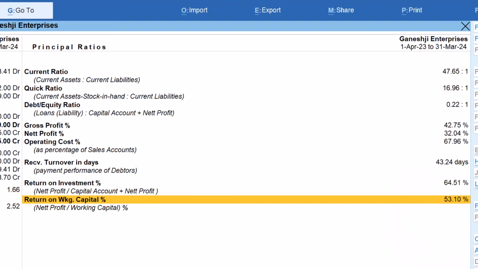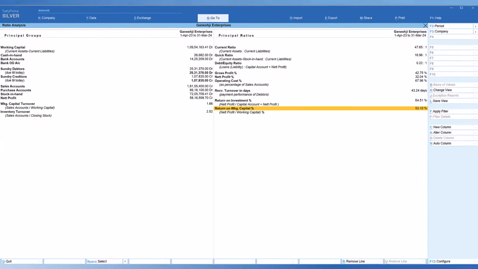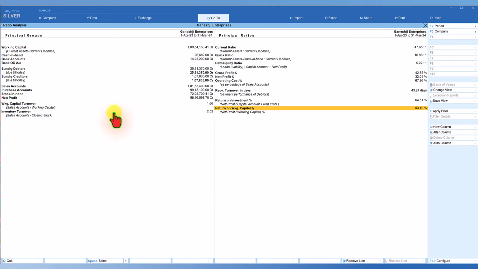53.10%. Now here, what are the other simple techniques that we can use? We have already seen how we can make use of this right side button bar. So one thing that we can look at here is that this is the entire year's ratio analysis information that we are seeing. Supposing if you want to view a quarterly or monthly breakup of this report, we can do so using the auto column. So click on auto column.